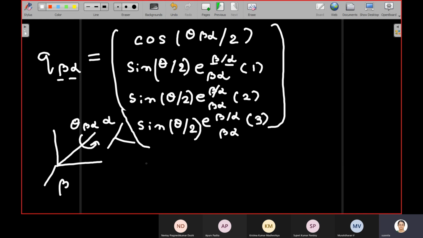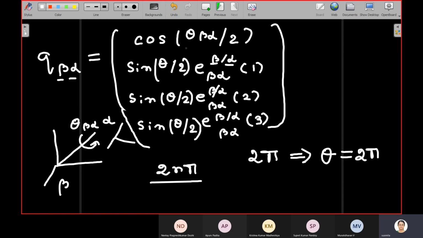See, if you apply this 2n pi rotation, what happens? Just consider 2 pi, no need to do 2n pi. If you do 2 pi rotation, so theta is 2 pi. What happens? So this becomes cos pi, right? And all these 3 components, the components of the vector, will have sin pi. Now we know that sin pi is what?